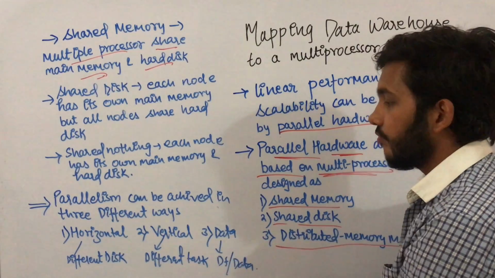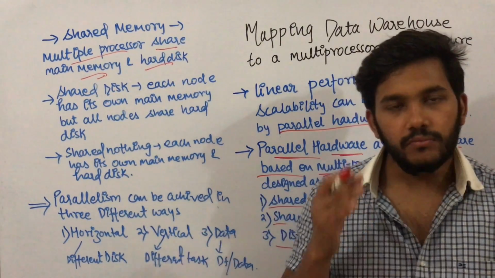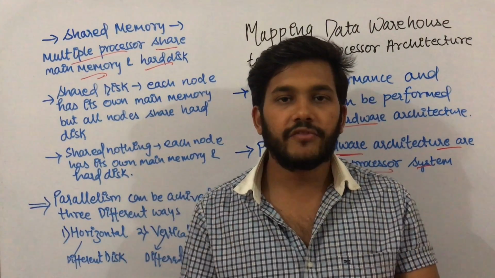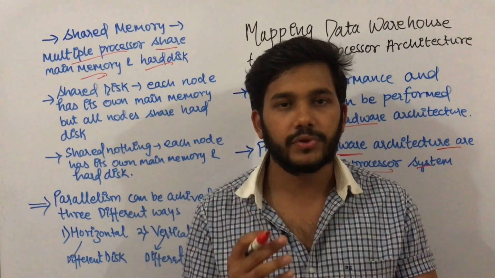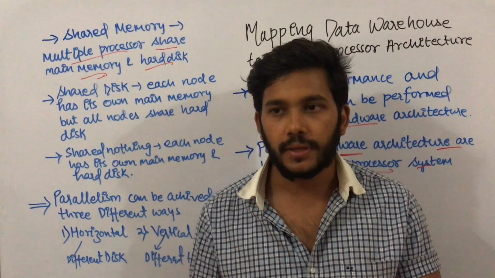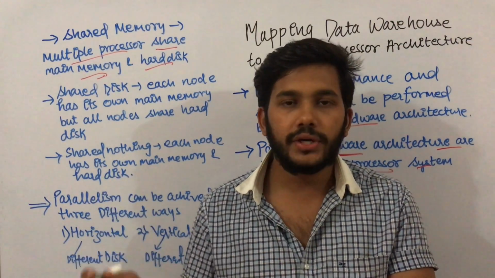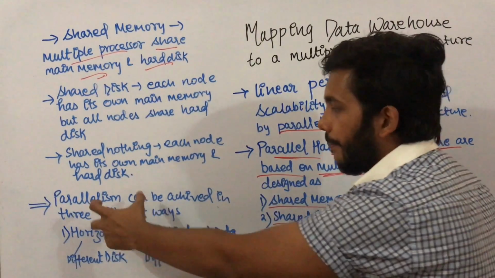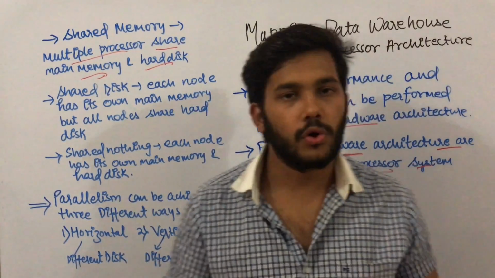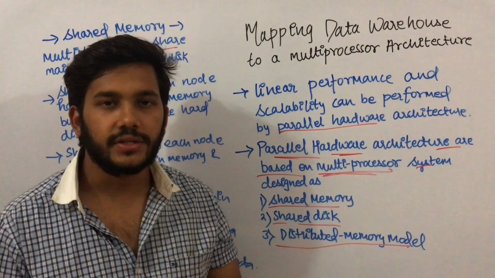Now third is data. When you differentiate using data, means when you are achieving parallelism based on data. Suppose different sets of data are there, like for physics a data set is there, chemistry data is there, mathematics data is there, and now you are dividing these different data sets on different processors, then parallelism can be achieved on data. This was all for the mapping data warehouse to a multiprocessor architecture. Thank you.